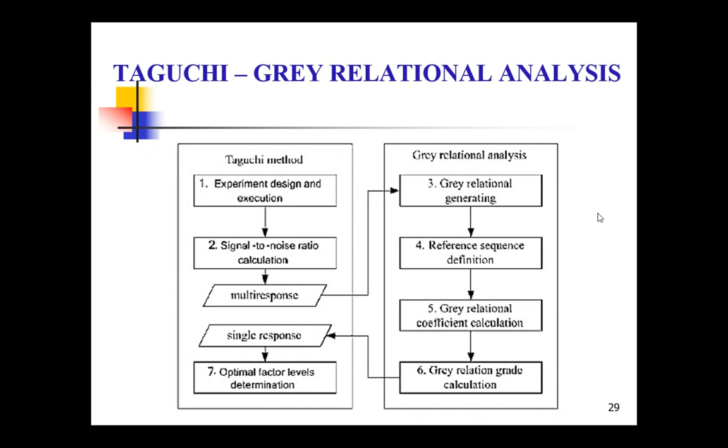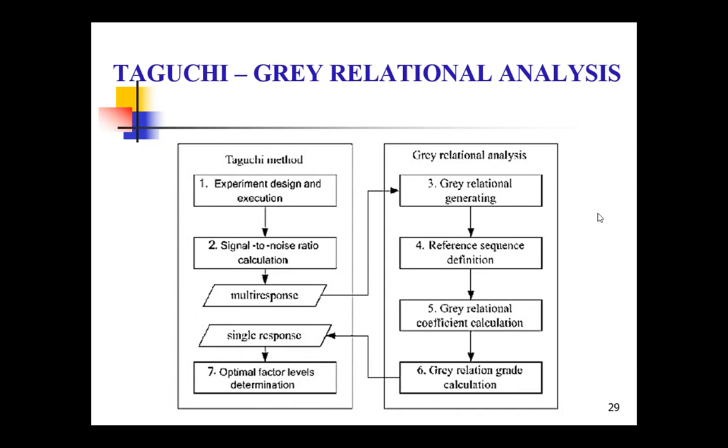So this is the flowchart drawn to show you the hybrid method. The first step is experimental design and execution, whatever orthogonal array, full factorial, single factor or trial and error. First we calculate the signal to noise ratio for the multiple responses. The multiple responses may be tool wear, surface roughness, metal removal rate. That multi-response SN ratio is fed into the gray relational analysis to calculate the gray relational grade. That is, converting all three output parameters into a single index, the gray relational grade, and that is the single response.